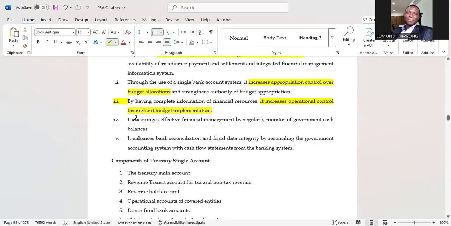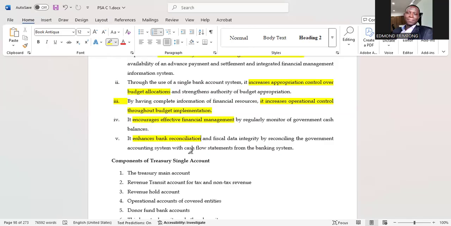Then obviously, a Treasury Single Account is going to encourage effective financial management. And lastly, bank reconciliation and other data integrity will be enhanced or can be guaranteed. So we are saying that it enhances bank reconciliation and fiscal data integrity in that we'll be able to reconcile the government accounting system with the cash flow system from the banking system.